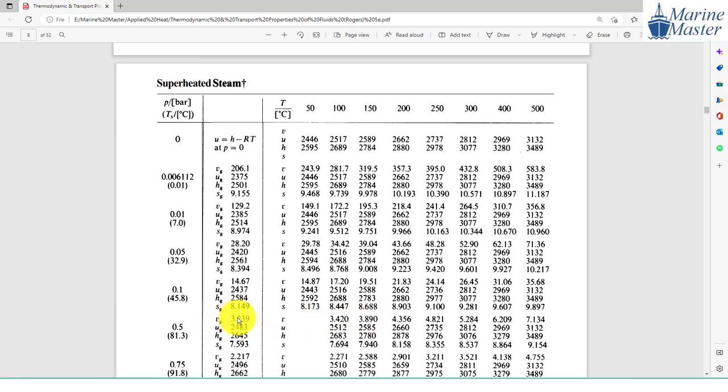No, this is Vg, guys, everyone. And this is related with specific volume of superheated vapor. All these are specific volume of superheated vapor per different temperature, means for the 100 degrees Celsius, for the 150, 200, 250, like that, guys. So we will go to the question.